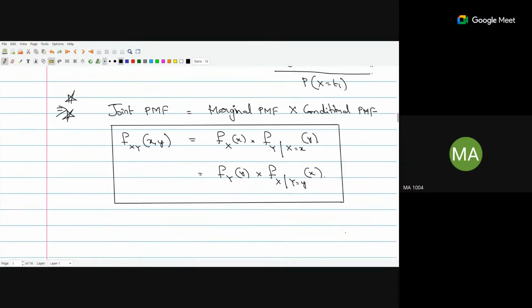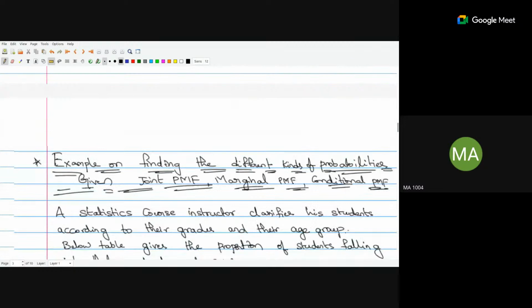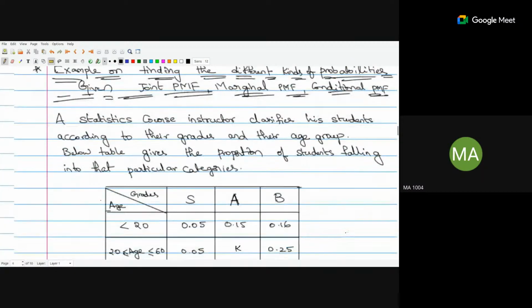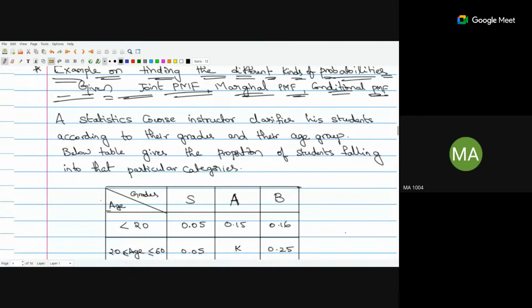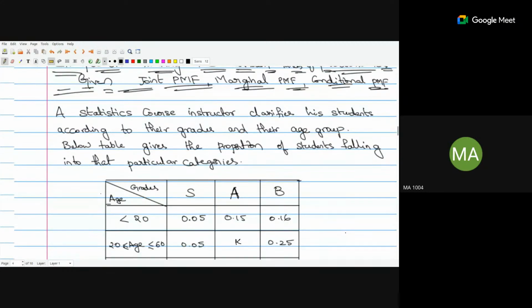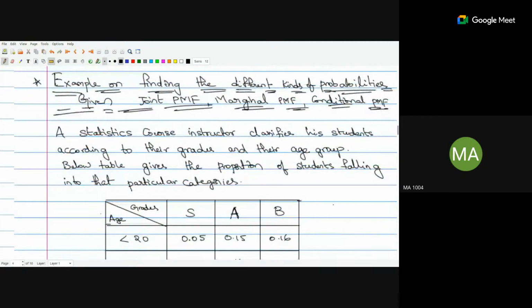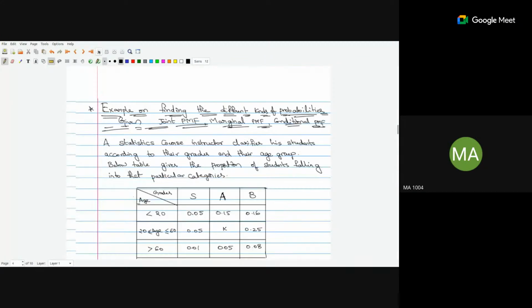Okay, so that is there. Now let us look at an example. This is an example I did in a previous term also, and I wanted to do the same example now because I felt it gives more clarity on joint, marginal and conditional PMF.